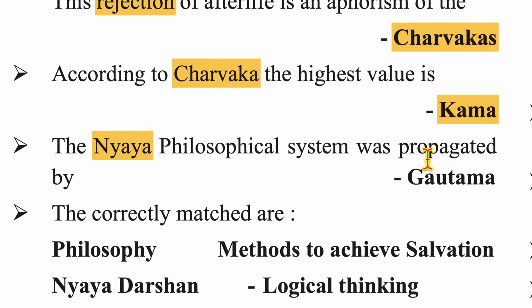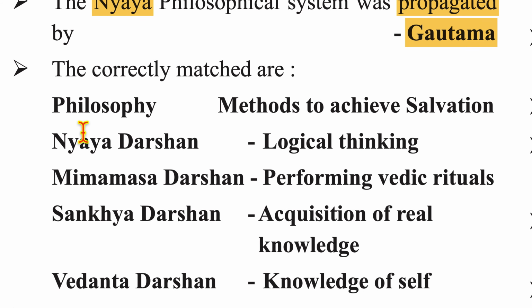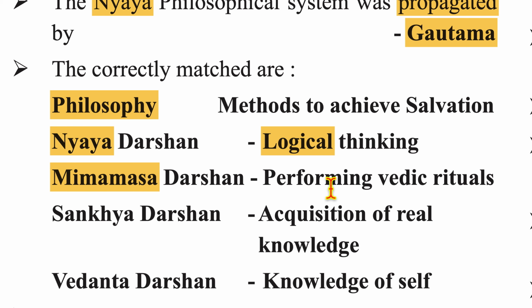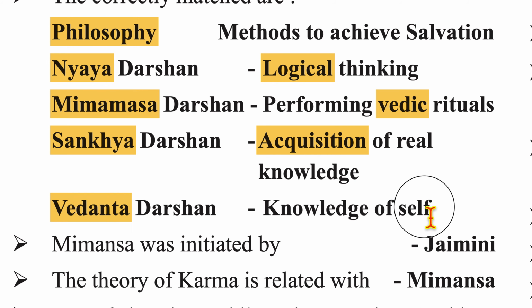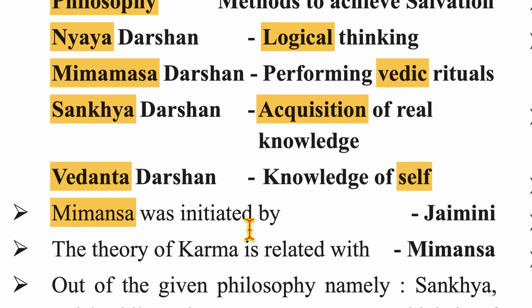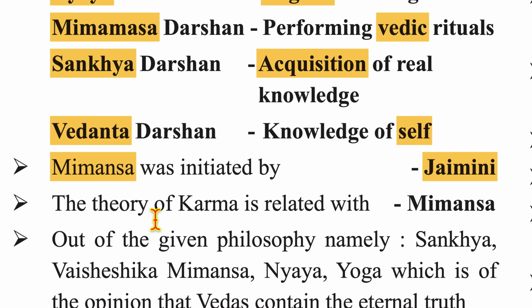The Nyaya philosophical system was propagated by Gautama. The correctly matched pairs are philosophies and the methods to achieve salvation. Nyaya Darshan, logical thinking. Mimamsa Darshan, performing Vedic rituals. Sankhya Darshan, acquisition of real knowledge. Vedanta Darshan, knowledge of the self. Mimamsa was initiated by Jaimini. The theory of karma is related with Mimamsa.